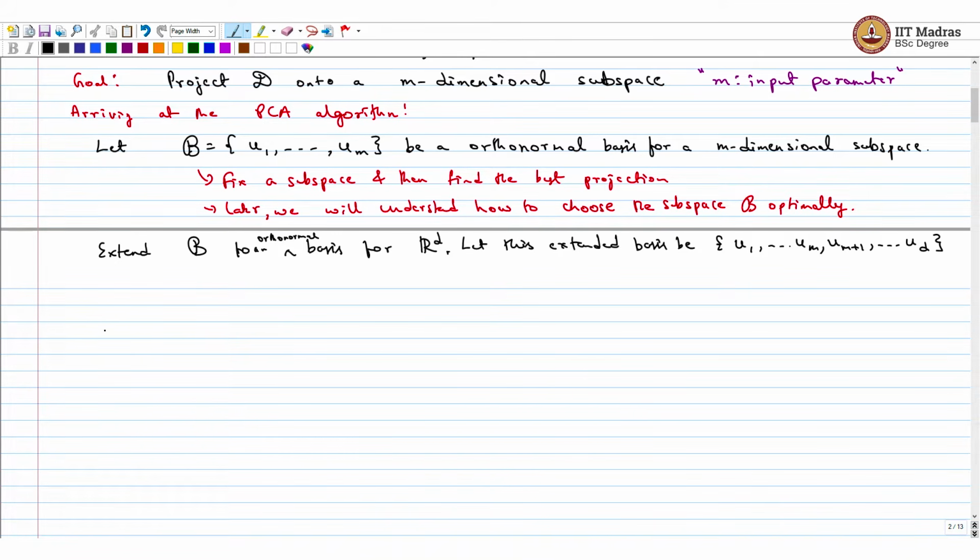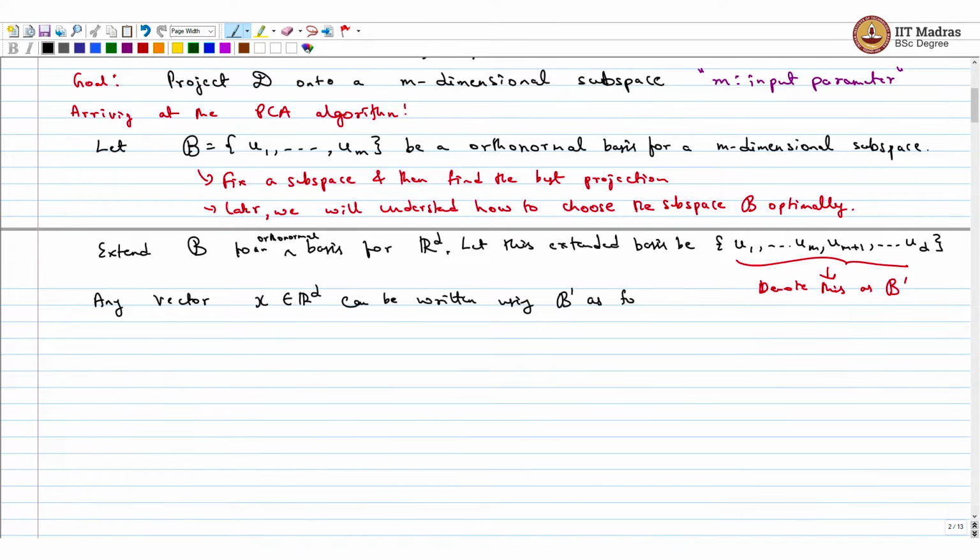Okay. Now given this basis, denote this as B prime. Now this is a full basis for the d-dimensional space. So any vector x belonging to Rd can be written using B prime as follows.